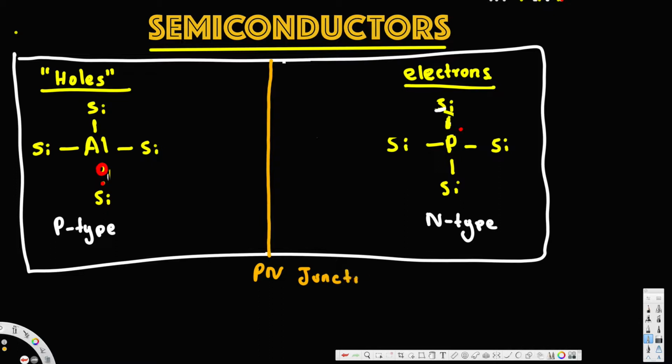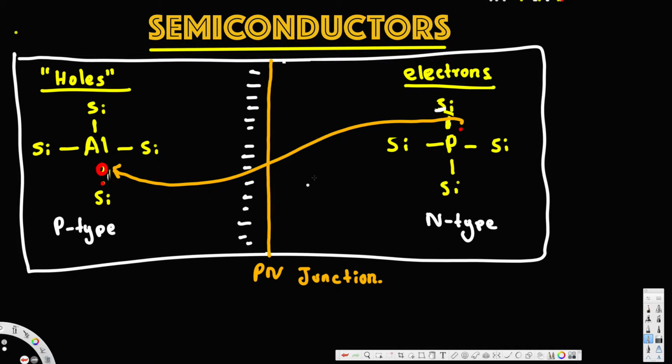As the p-n junction is created, the extra electrons in the n-type semiconductor will tend to move and fill up these holes right here. As they move from right to left, the left side of this p-n junction is going to be negative, and the right side of the p-n junction is going to be positive.